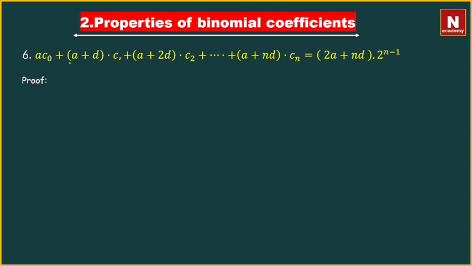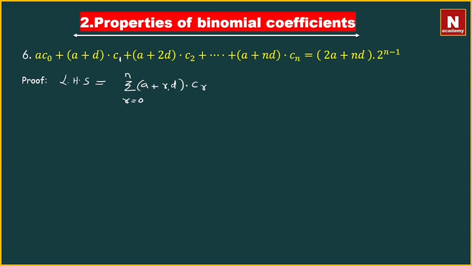Let us start property number 6. A C0 plus A plus D into C1 plus A plus 2D into C2 and so on, A plus ND into Cn equals 2A plus ND into 2 power n minus 1. Simply, the total LHS part we can write in terms of sigma: LHS equals sigma A plus RD into CR, where R values are 0 to n.